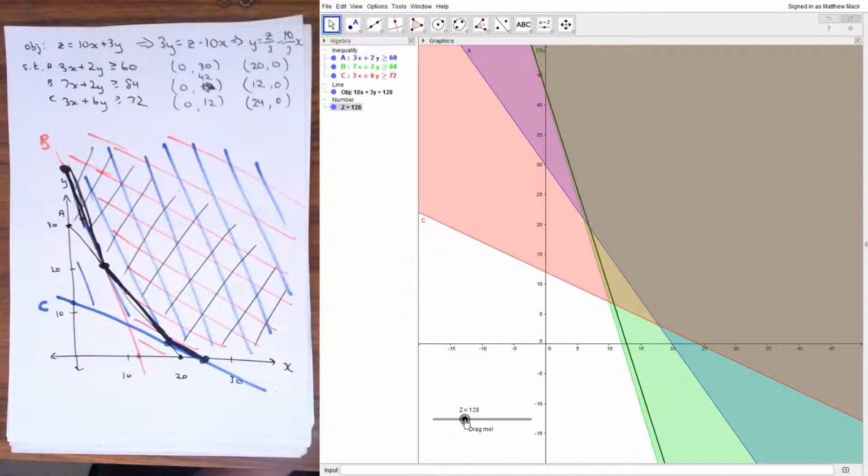So I don't quite remember the right number for this problem. I think it was z equals 123. I can't quite reach it, but you get the idea.